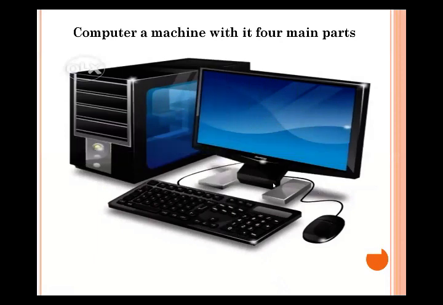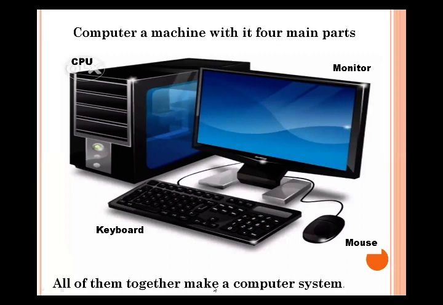Like this, we have a computer. It is a machine with 4 main parts, and you can see this. This is a computer, and it has 4 main parts. What are these? Monitor, CPU, keyboard, and mouse. These are all the 4 main parts of a computer. When all of them are together, they make a computer system. All of these parts are generally connected by wires to make them work.